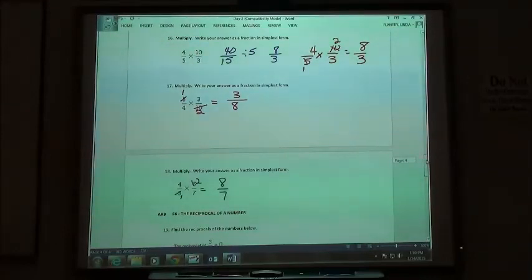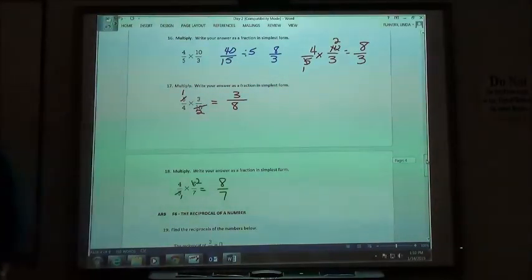So I can reduce the 3 with the 6. 3 goes into 6 2 times. So 4 times 2 is 8. 1 times 7 is 7. So we get 8 sevenths.